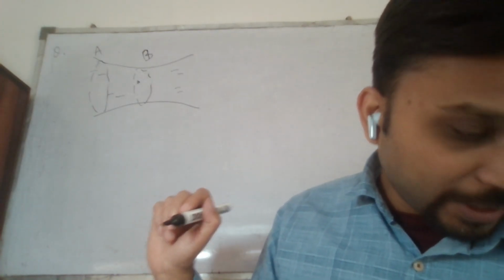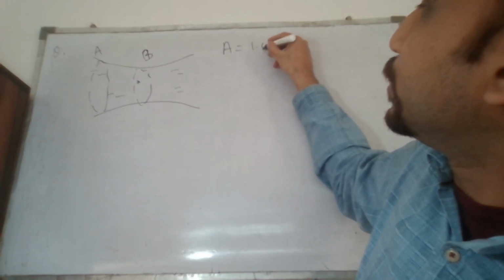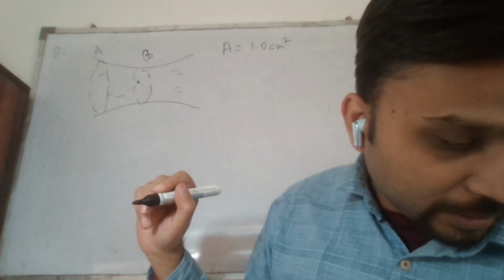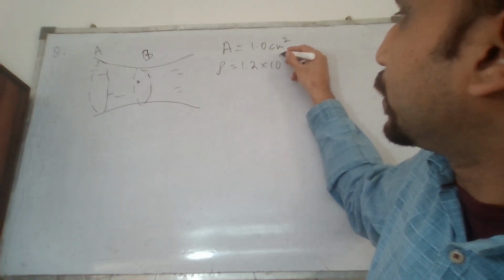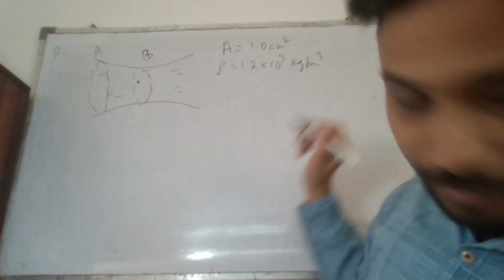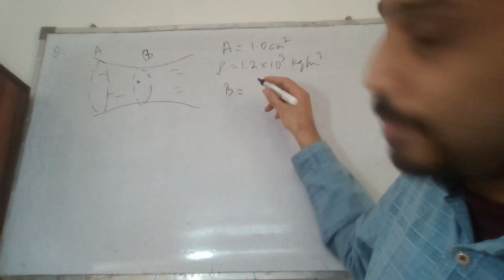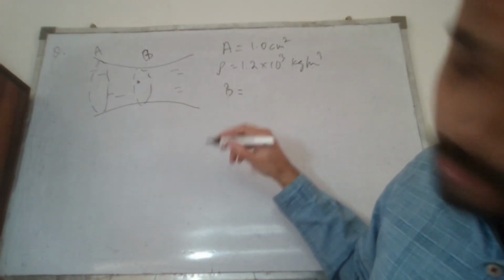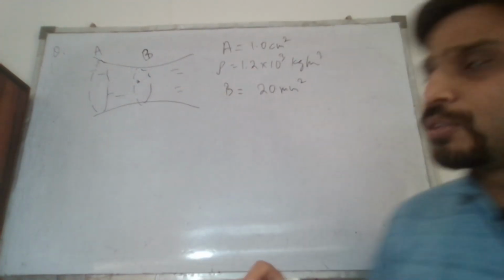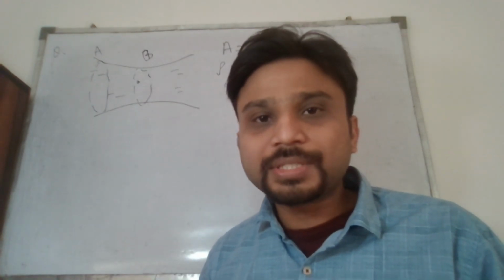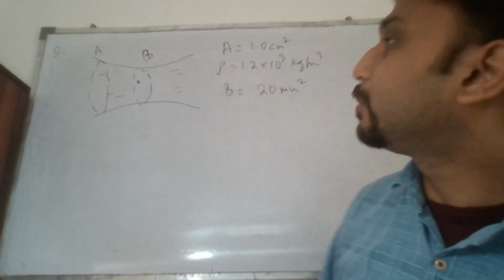So cross-section A is equal to 1.0 centimeter square, and the density of the fluid is given to us as 1.2 into 10 to the power 3 kg per meter cube. Cross-section B, where the section is slim, is 20 mm square. Both of them units we will convert into standard SI units. Then the speed of the liquid at A is 10 centimeters per second.